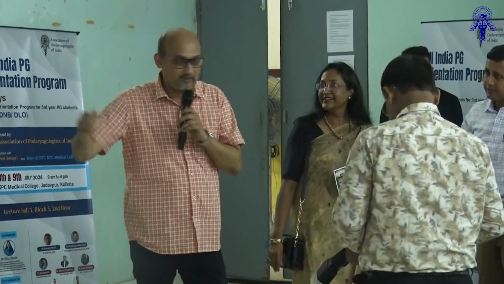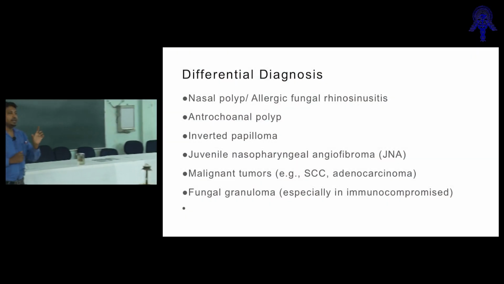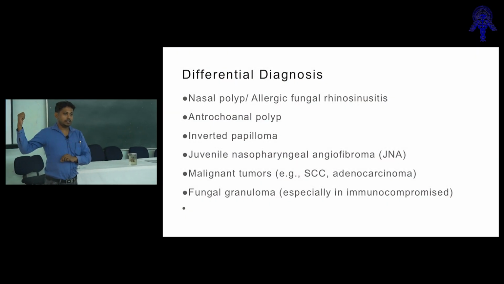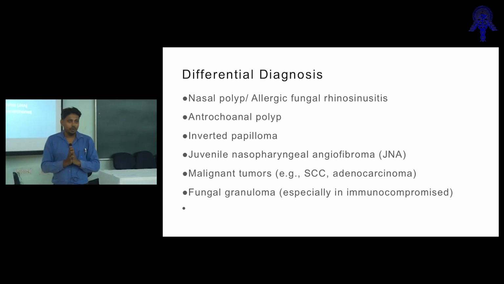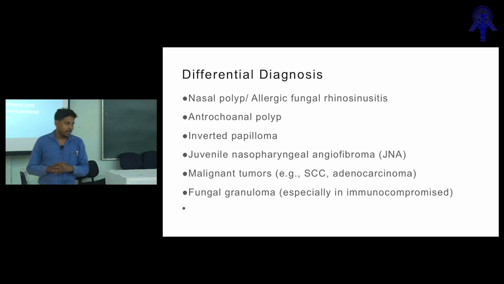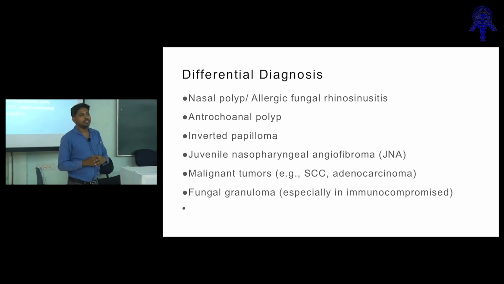Another benign condition may be JNA, but it is not accepted here because it is a female patient. Juvenile nasopharyngeal angiofibroma is a different case. If it is a male, it will come into the scenario, and there are so many good questions in the viva for JNA.